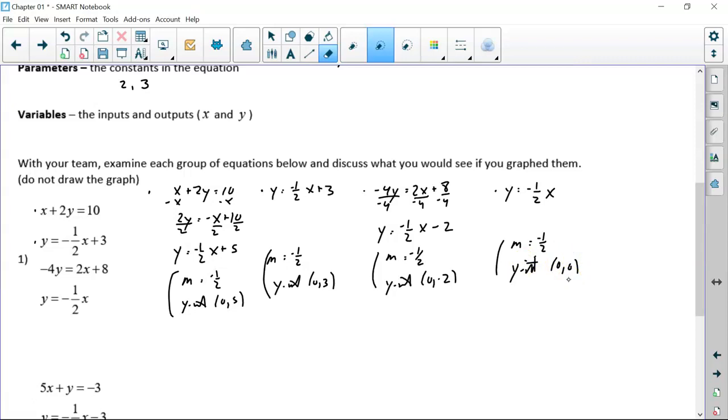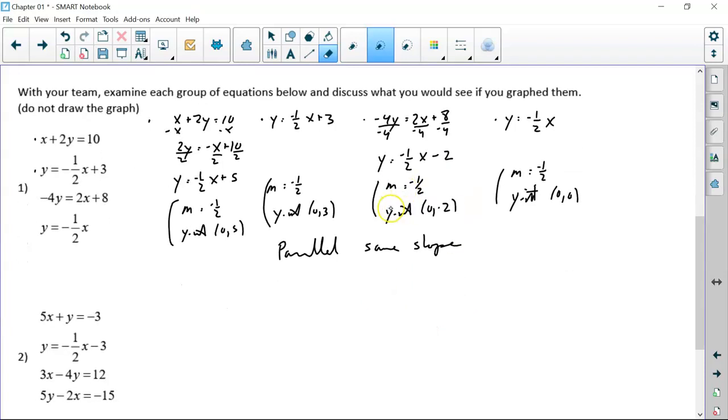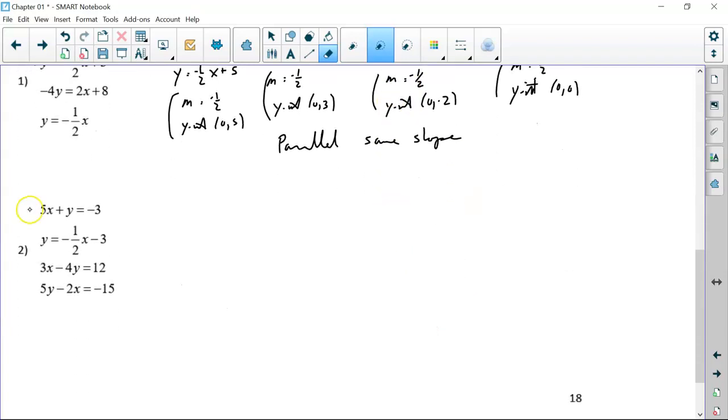Now, if you look, they all have the same slope, but different y-intercepts, meaning if these lines all have the same slope, they are parallel. They would never intersect. And the reason they're parallel is they all have the same slope and different y-intercepts. Let's do the same thing for problem 2.